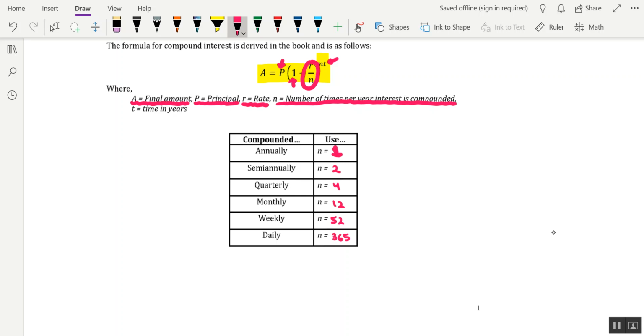In the videos to follow, we'll look at some specific examples which use some specific values.